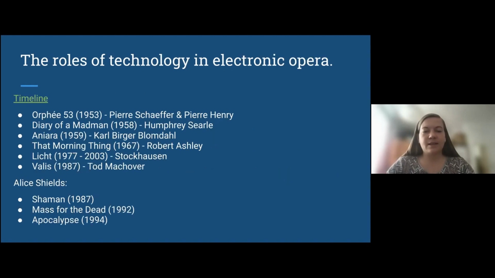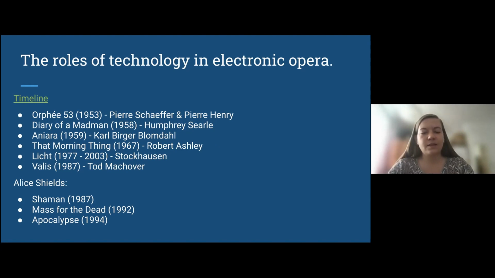So when we're discussing the history of electronic opera, I think it's important to consider the role that technology plays in each opera, because there is a huge variation in the way that that's been done. Here I just have a list of a few operas, which begins with Pierre Schaeffer and Pierre-Henri, and goes up to Alice Shields. This is definitely not an exhaustive list of this time period. This is just a few examples.